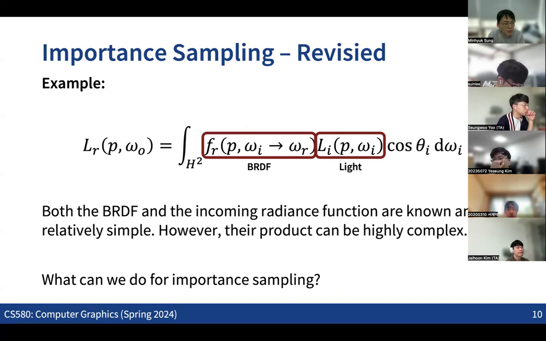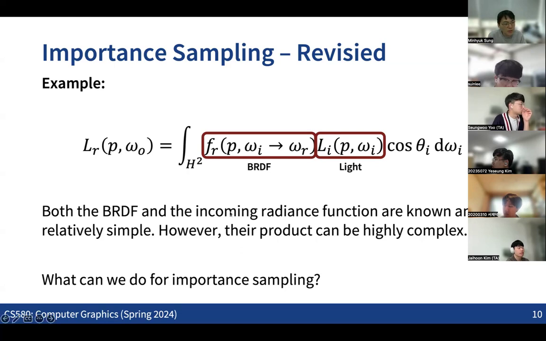And for both the BRDF and the light source function, these are given information, right? We have all the information about where the light sources are placed in the scene, which defines the incoming radiance function. And the BRDF is the material information for the surface, which is also user-defined information. Typically these two functions are relatively simpler than the product of the two. So for those cases, what is the best way we can do importance sampling? This is the basic question here.